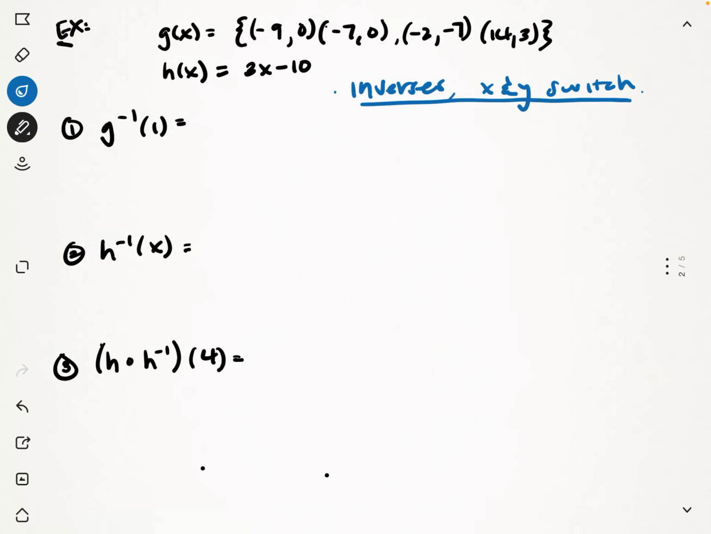If we're given a set of points, we're looking for the g inverse of 1. So we're looking at when y is equal to 1. Oh, we don't have a 1. Let's change that number. I don't know if they made a mistake or I made a mistake. Okay, so let's do g inverse of 3. Instead of x being 3, when y is equal to 3, what is the x? So when y is equal to 3, x is equal to 14.